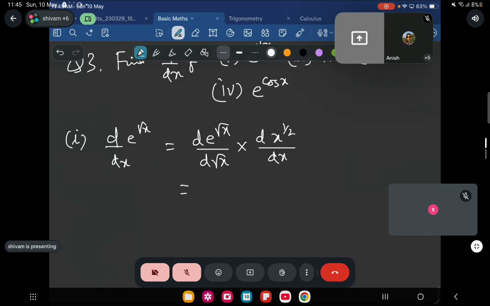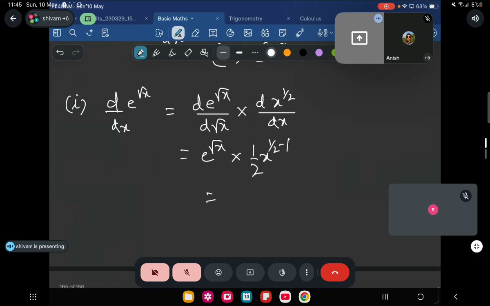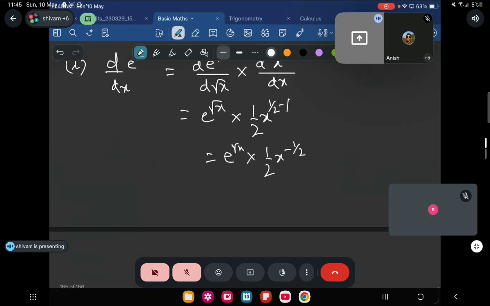So this will become e to the power root over x multiplied by x power half, which will become half into x power half minus 1, which will become e to the power root over x multiplied by half x power minus half. X power minus half means 1 by root over x. So e to the power root over x divided by 2 root over x. Tell me, is it clear? If you didn't understand, you ask me, I'll explain.